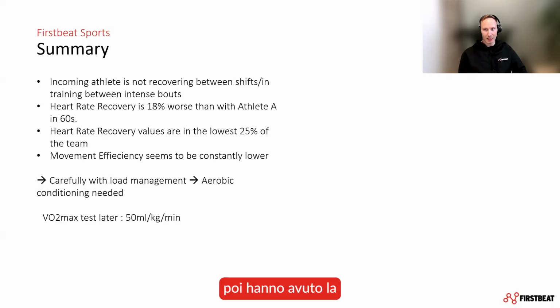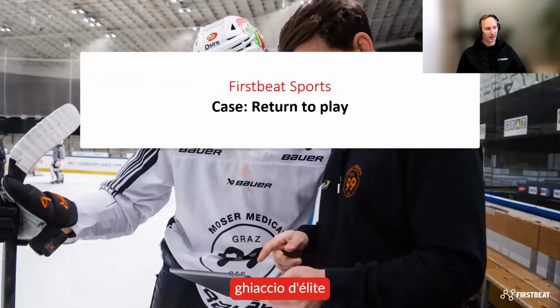And then they had the chance to do a max test during a break. For this athlete, the VO2 max was 50, which isn't a great number for an elite ice hockey player. Good. That was the first use case.